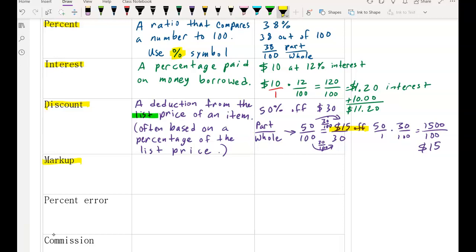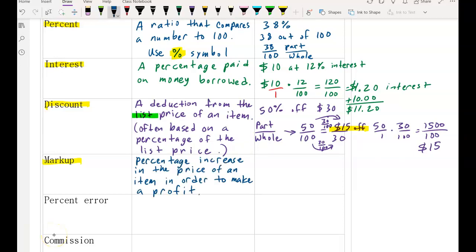Markup. That's quite the thing. Now, a markup is the opposite of a discount. It is a percentage increase in the price of an item in order to make a profit. So stores buy items at wholesale price, and then they mark them up by a certain percentage so that when they sell them, they're making money.